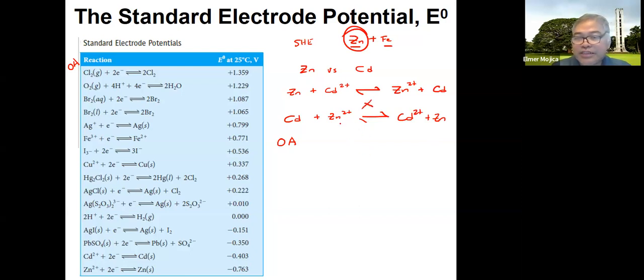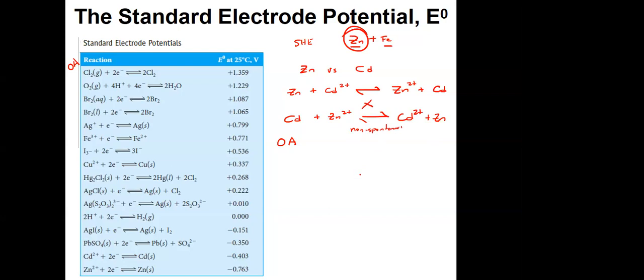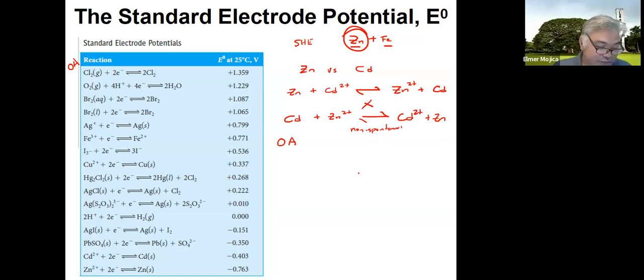So we could say this reaction is non-spontaneous. And how do you make it happen? Provide energy. You have to apply energy.